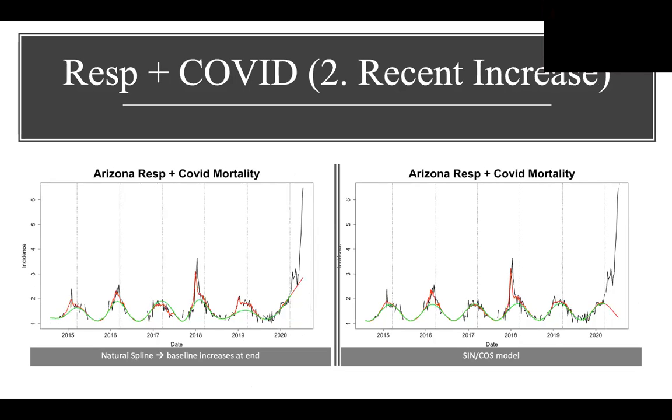The second category are those that show a recent increase. These include states such as Arizona, as shown here. You can see the March 20th line right over here, and for a little while it does not increase, but then it starts to show a sharp increase recently. For this, I modeled both the natural spline model and the sine and cosine model, but as shown here, the natural spline model was much more flexible but didn't accurately capture the seasonal baseline. So I concluded that the sine and cosine model was much more robust.